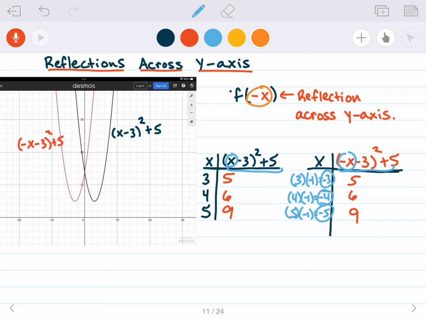This time, when we have a reflection across the y-axis, the y-axis is acting like the mirror here. So this guy on the left, when he looks into the y-axis mirror, he sees this guy, right? And if this guy on the right looks in the mirror, he sees this guy. So that's the idea here. Reflecting across the y-axis, we're multiplying the x value in the argument by -1.